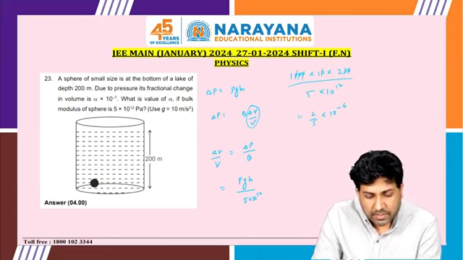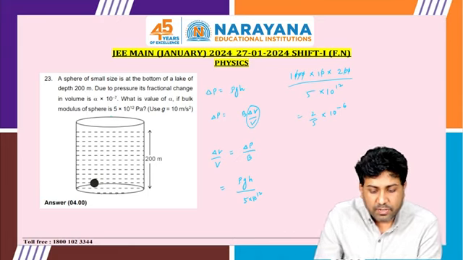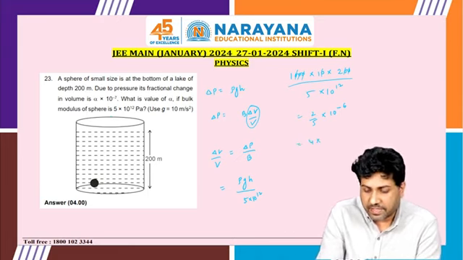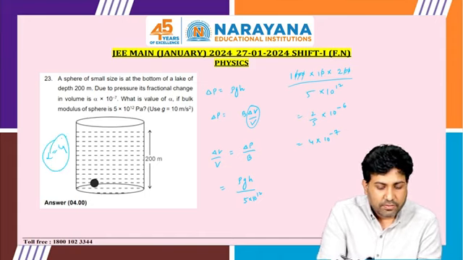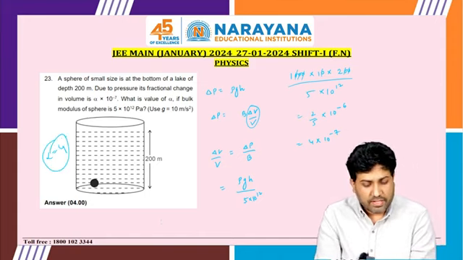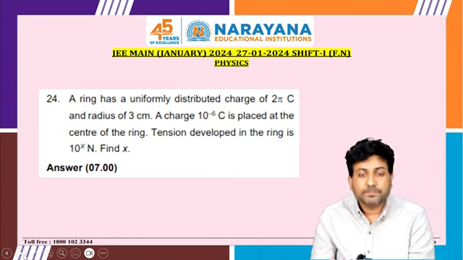Okay. So I need to find it in terms of 10 raised to the power minus 7. So clearly you can see it is 4 into 10 raised to the power minus 7. So the answer will be alpha equals 4. Okay. Now let's move to the next question then.